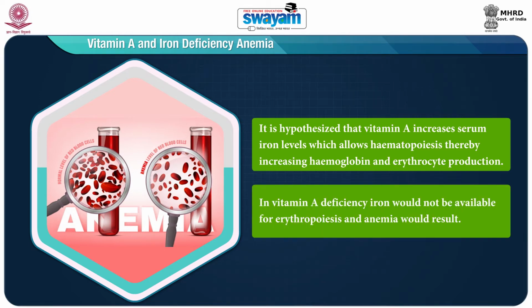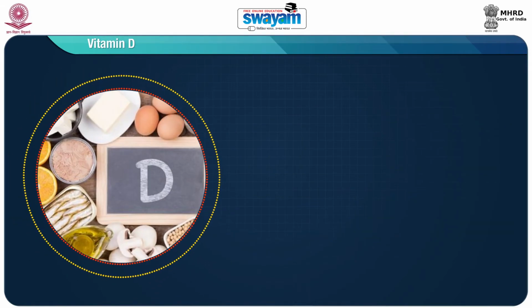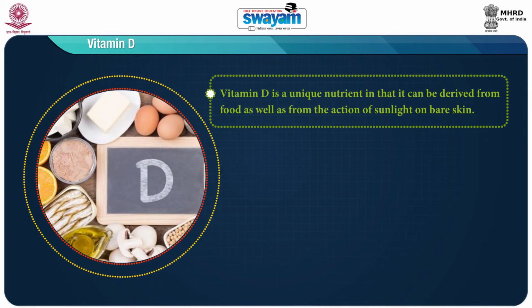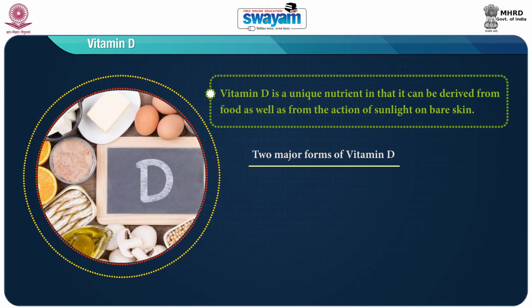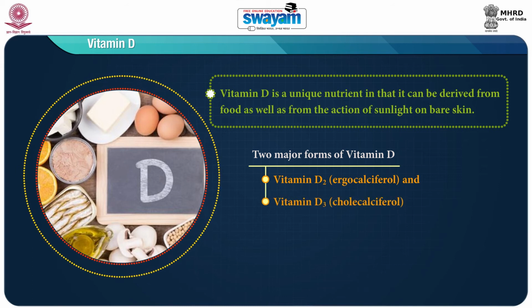In vitamin A deficiency, iron would not be available for erythropoiesis and therefore anemia would result. Now, coming to the next vitamin, vitamin D is a unique nutrient in that it can be derived from food as well as from the action of sunlight on bare skin. Two major forms of vitamin D are vitamin D2, that is ergocalciferol, and vitamin D3, cholecalciferol.